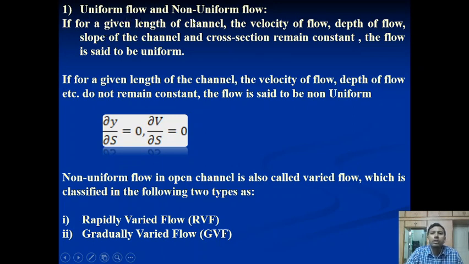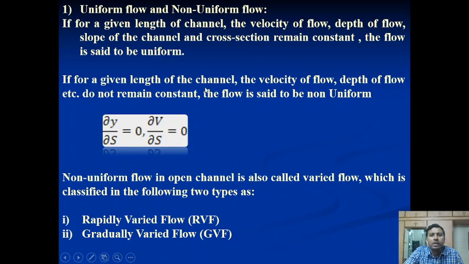Whereas for non-uniform flow, the best example is river flow. In the river, we know that the sections and its beds change. It means when the water passes through those sections, it changes continuously from section to section. So these are the examples we consider as non-uniform flow. The definition part is again very easy to understand. We say that if, for a given length of the channel, the velocity of the flow, depth of the flow, slope of the channel, and the cross section remain constant, the flow is said to be uniform.